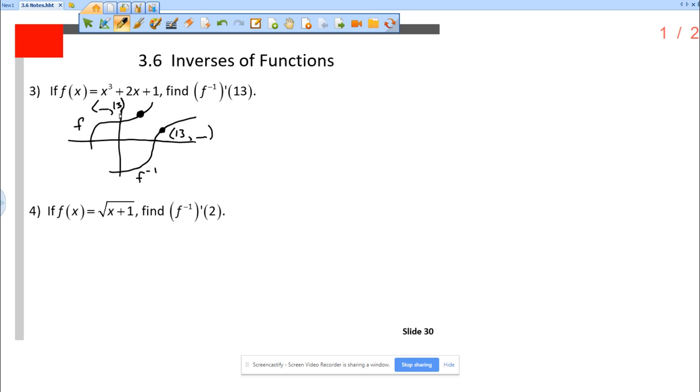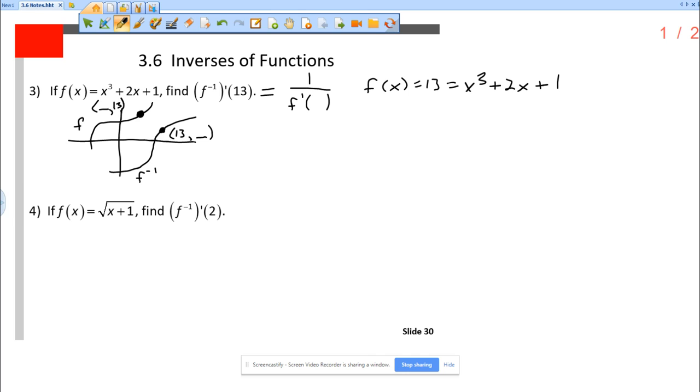on f, okay? But I do know that f inverse prime of 13 is going to equal the reciprocal of f prime of, well, whatever that missing x value is. So that's what we need to find. All right, so I'm going to realize that I want to know x when f of x is 13. So we're going to set f of x equal to 13. So 13 is equal to x cubed plus 2x plus 1.